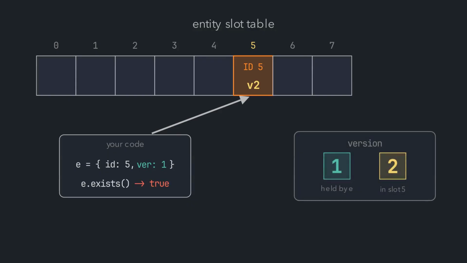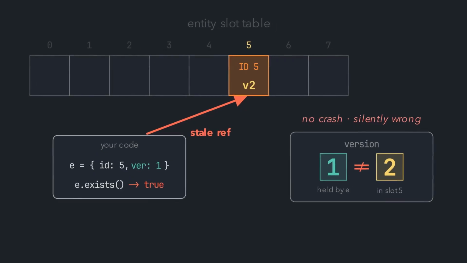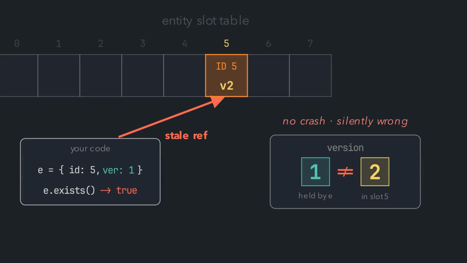If your engine can't tell those two apart, you just handed old code a live reference to the wrong entity's data. No crash, no warning, just silently wrong behavior. That's the bug this video is built around avoiding.